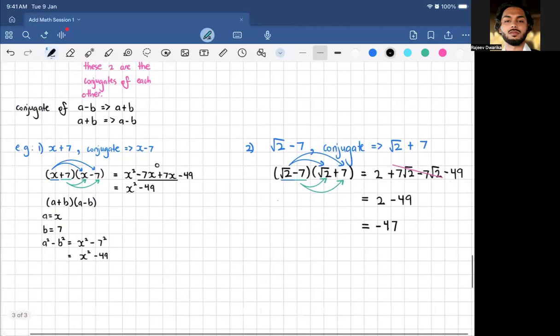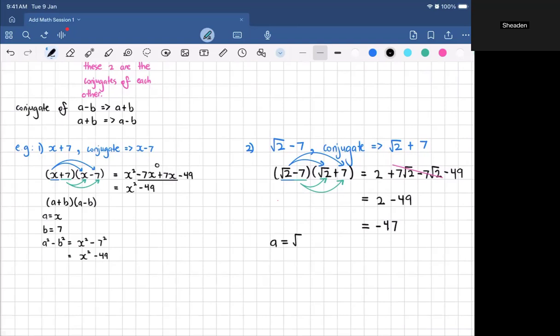Now look at all the working we did. If you recognize there's a difference of two squares, watch. This is what we ought to do. So tell me, what is A and what is B? A would be the root 2 and B would be the 7. Right. A squared minus B squared. I will do that one time.